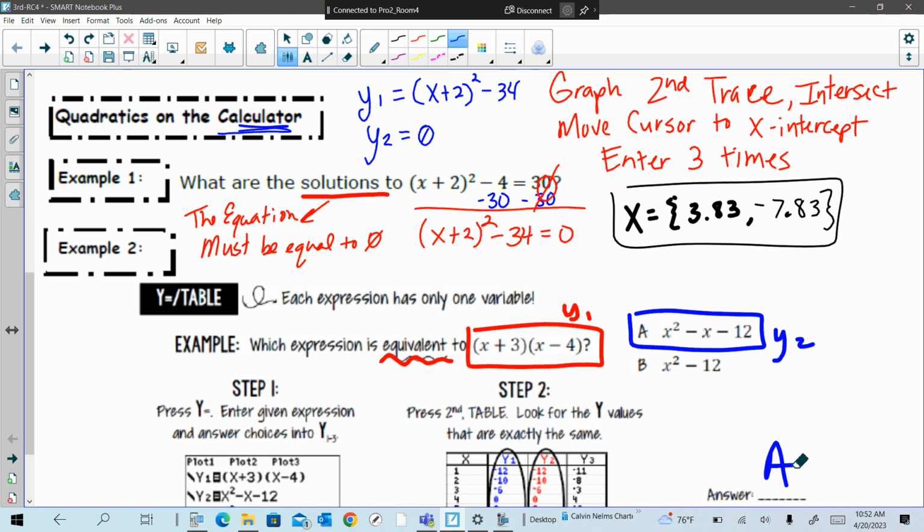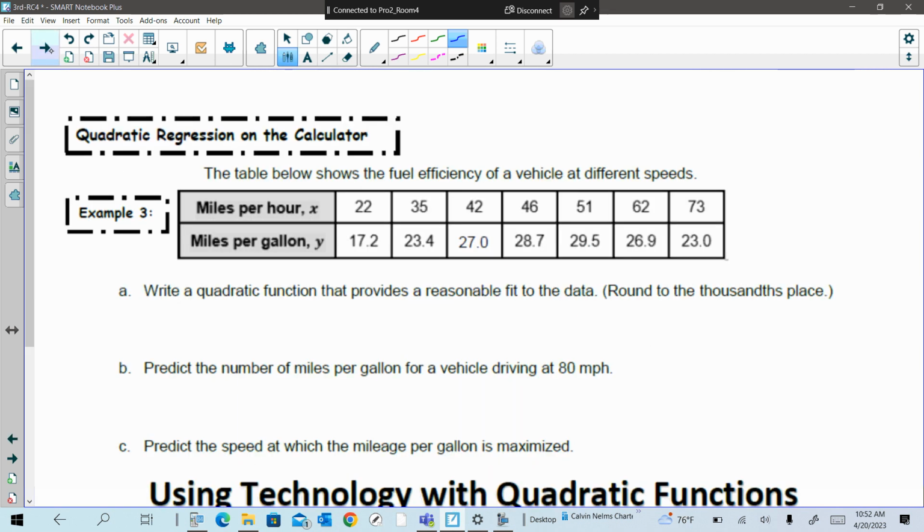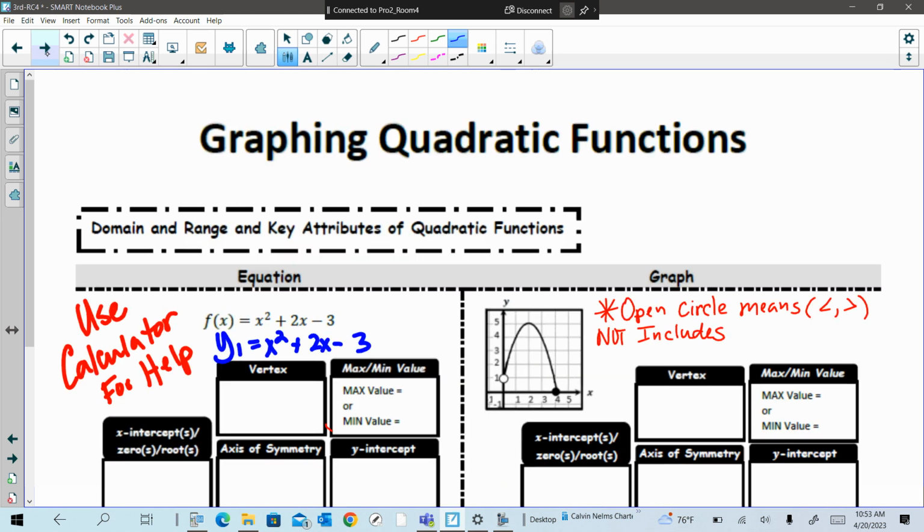Now, the bottom of this page talks about quadratic regressions. We'll come back to this. Odds are they won't put a quadratic regression, it'll be a linear. So skip this for now. Don't worry about the bottom right now. Go to the next page, which is talking about graphing quadratic functions.